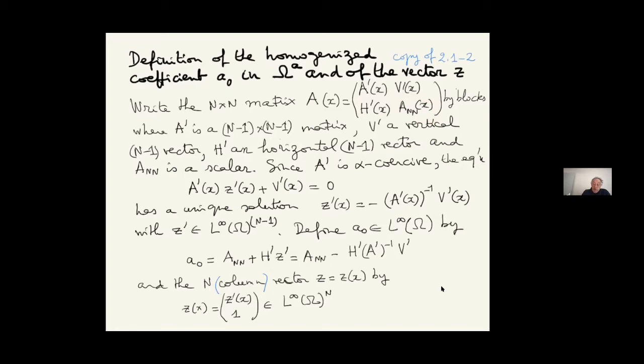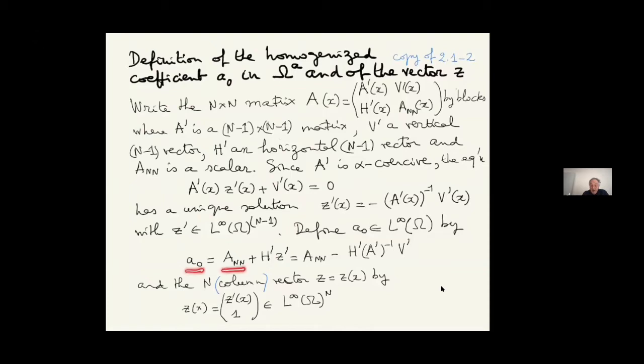Okay, so alpha prime, which is a block submatrix of A, is alpha coercive, and the equation A prime Z prime plus V prime has a solution. This solution is just zeta prime equals minus A prime to the power minus 1 V prime, where zeta prime is in L infinity to the power n minus 1. We define S0, which belongs to L infinity, by this strange formula.